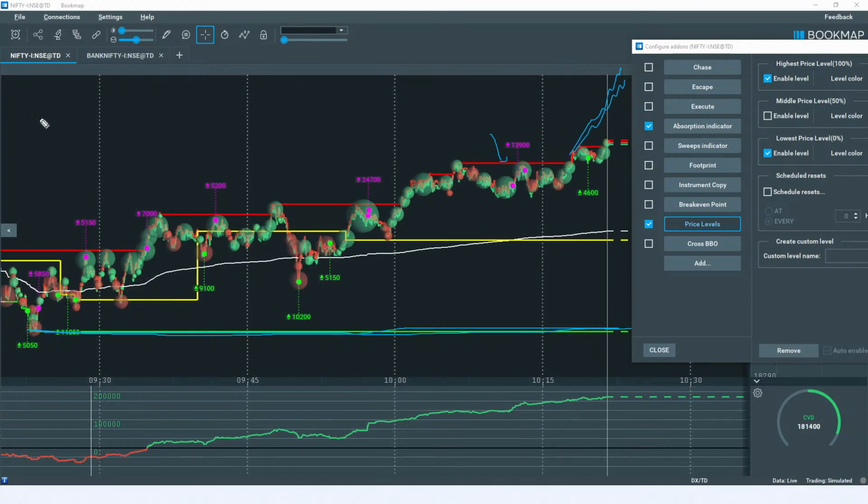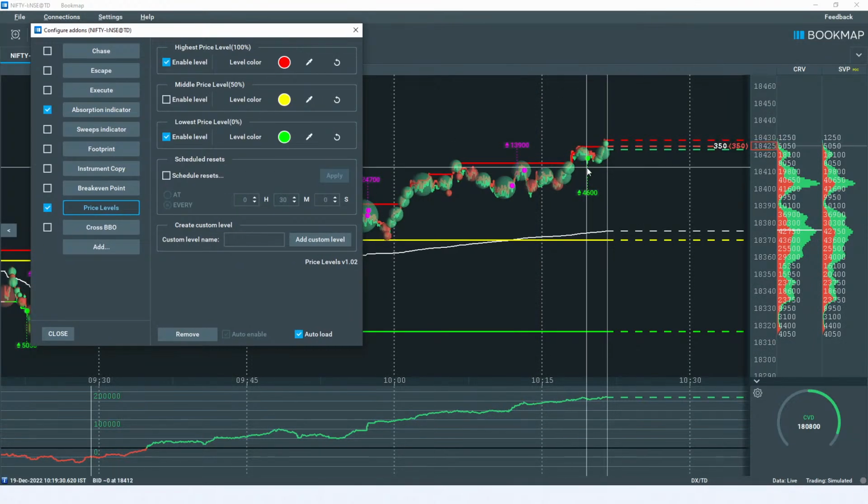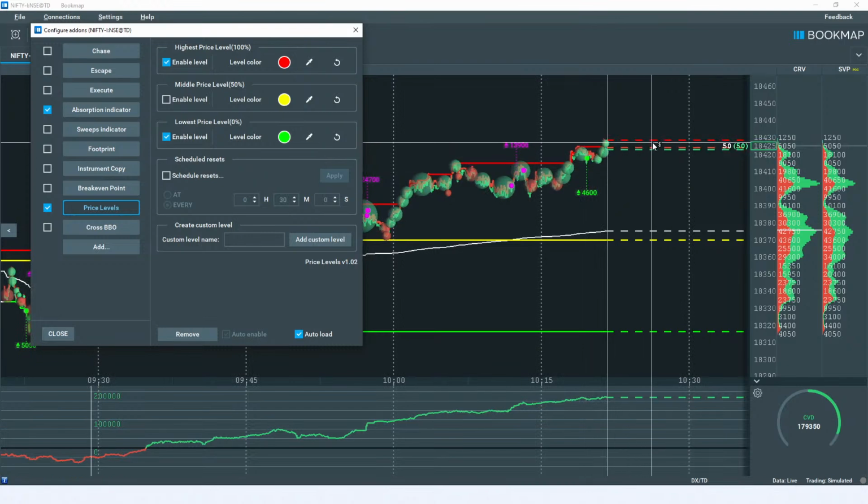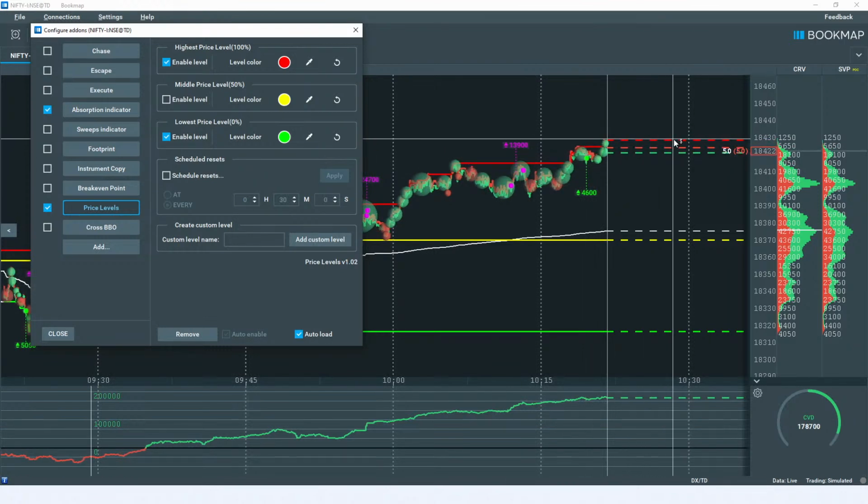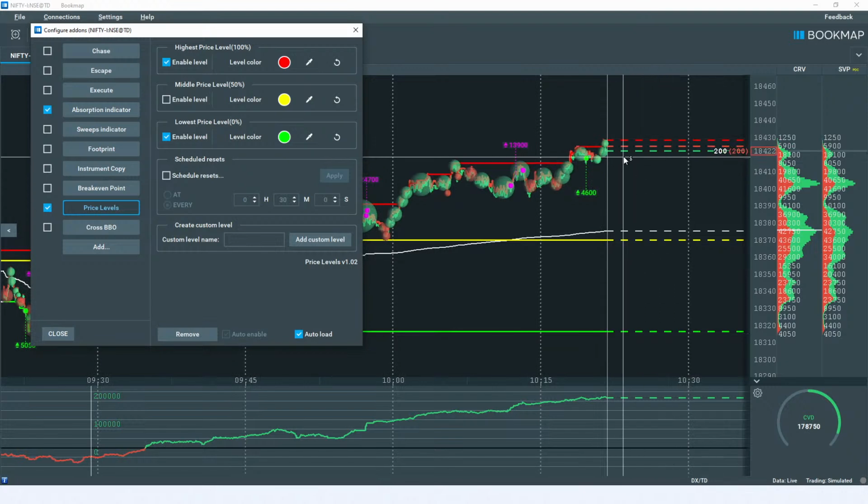Okay, so why can we use this particular level? Basically to have an immediate glance at where the maximum high of today is and the low of today is, so that we can monitor and observe the price when the price approaches those particular levels. It's nothing but the visualization of the price level.